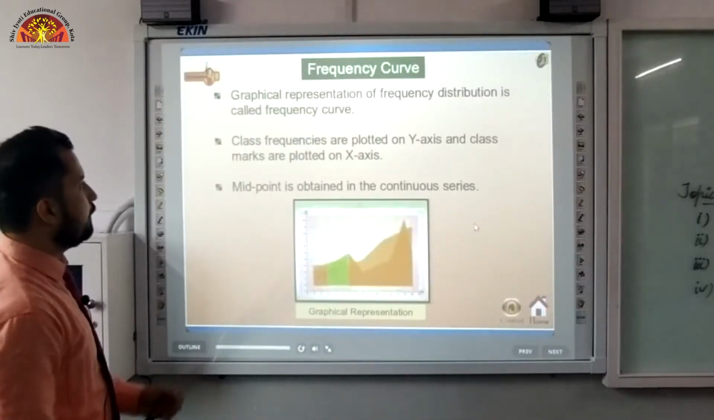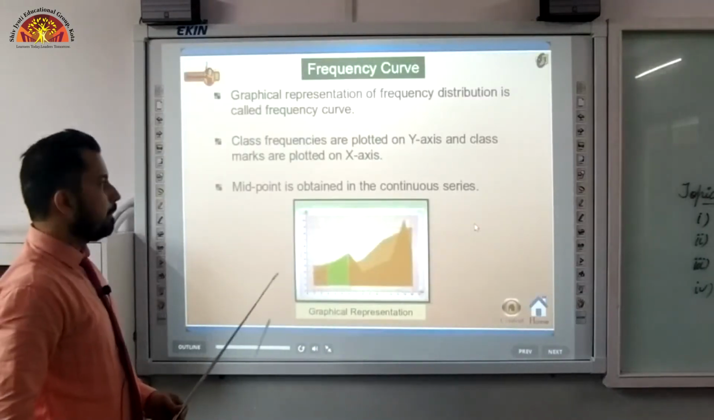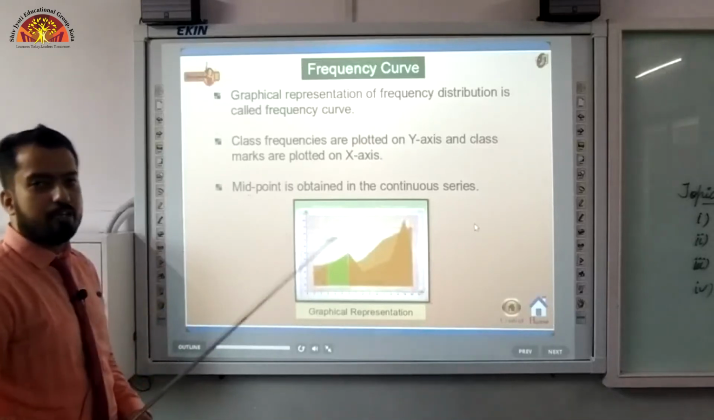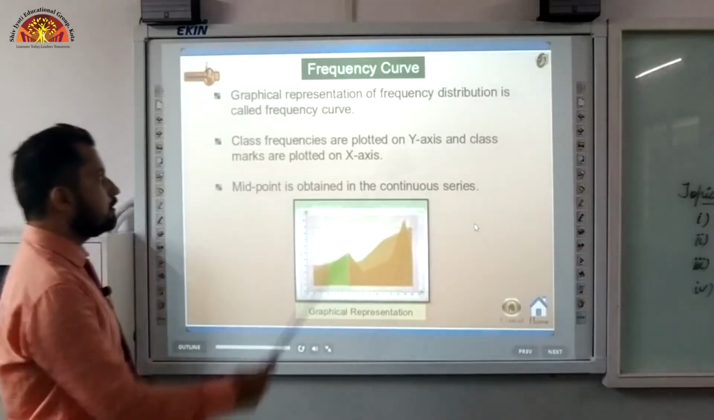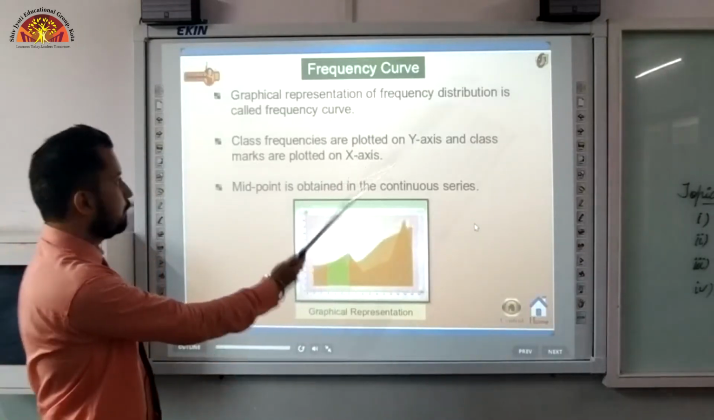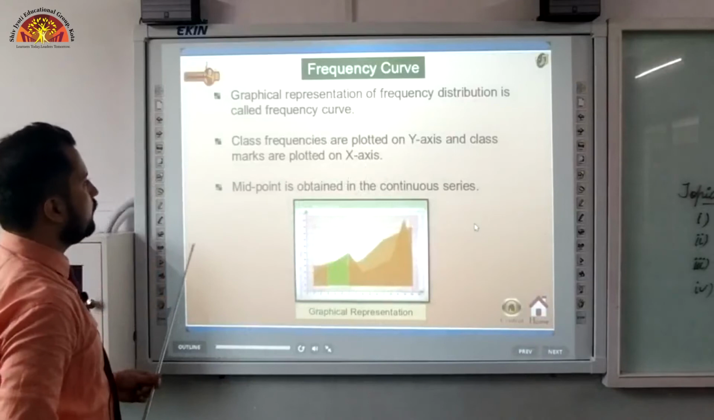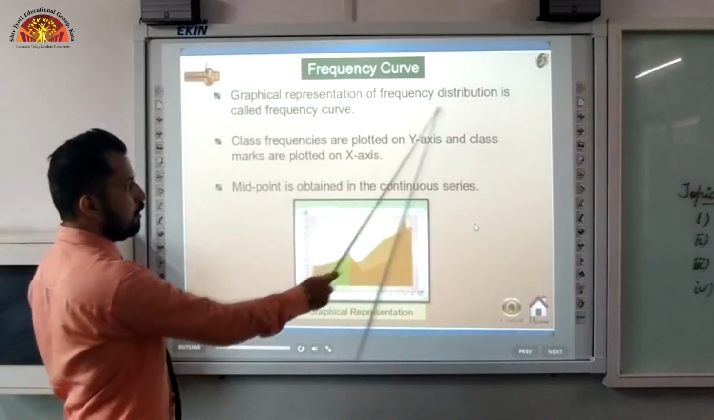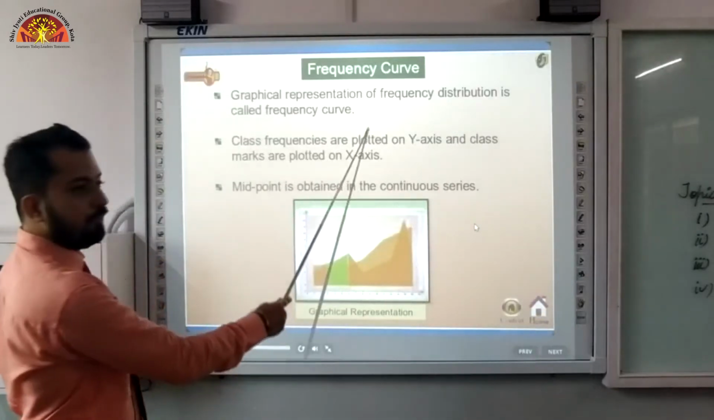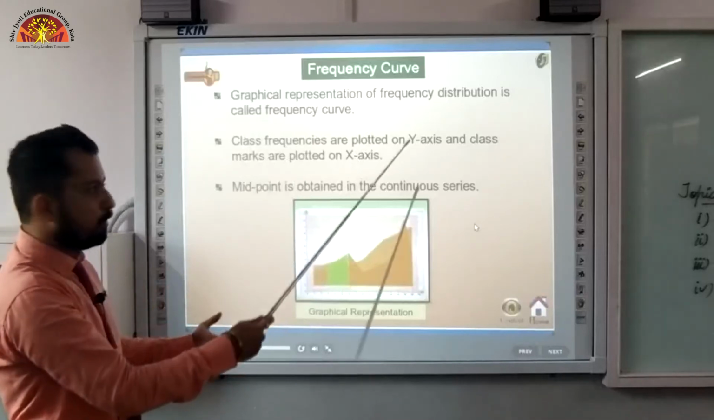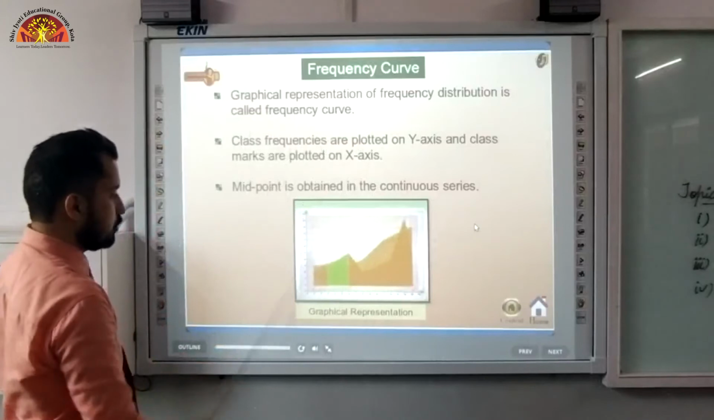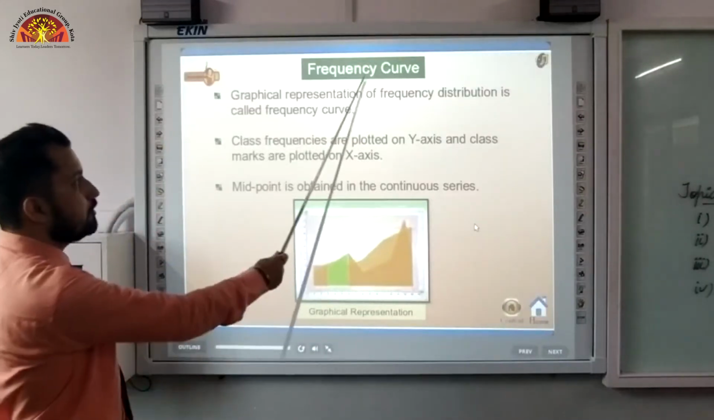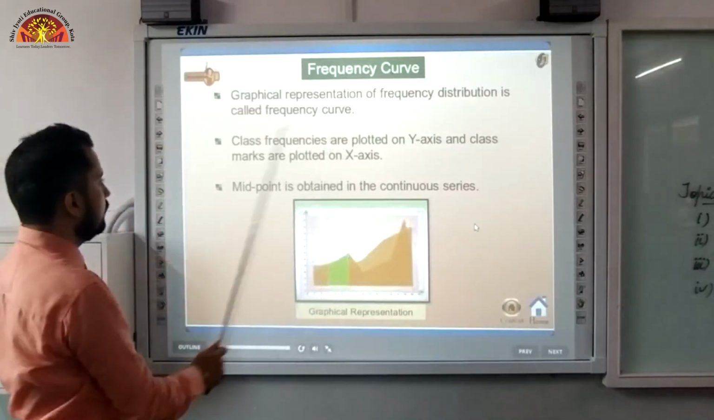Next you have the frequency curve. What I told you is that when we convert frequencies into a graphical presentation, it is termed a frequency curve. Now see the actual definition. Graphical representation of a frequency distribution is called a frequency curve. That is what I told you: whenever we present frequency graphically, we call it a frequency curve.